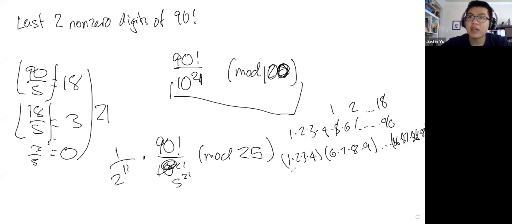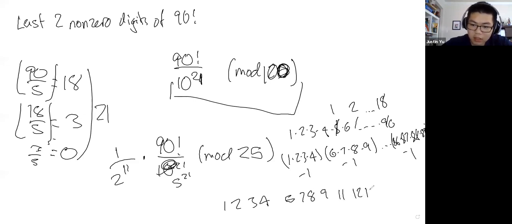Why did we get rid of the 5? We got rid of these 5s. Like, you can think of it like taking this 5 to the 21 and baking it into here. So this is -1, -1, and then -1 at the end. And then this product right here, it's going to be 1, 2, 3, 4. We're going to not skip the 5, 6, 7, 8, 9, 11, 12, 13, 14, 15, 16, 17, 18. And yeah, this is a lot of work.